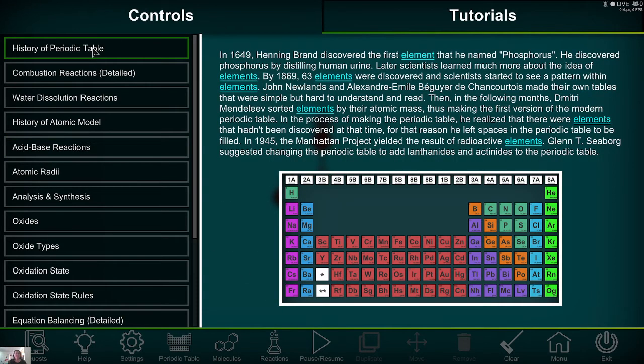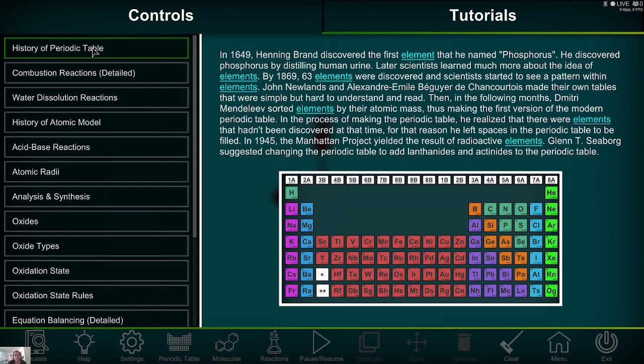History of the periodic table. In 1649, Henning Brand discovered the first element that he named phosphorus. He discovered phosphorus by distilling human urine. Later scientists learned much more about the idea of elements. By 1869, 63 elements were discovered and scientists started to see a pattern within elements.